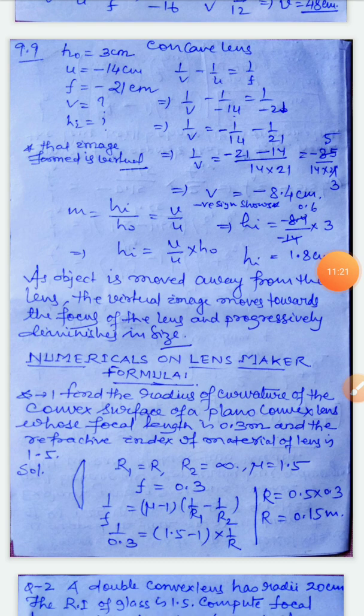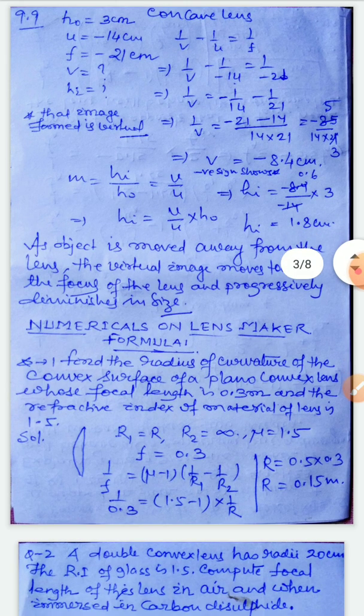Question number 9.9. An object of size 3 centimeter is placed 14 centimeter in front of a concave lens of focal length 21 centimeter.